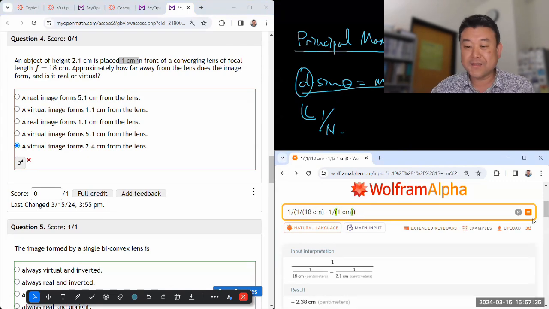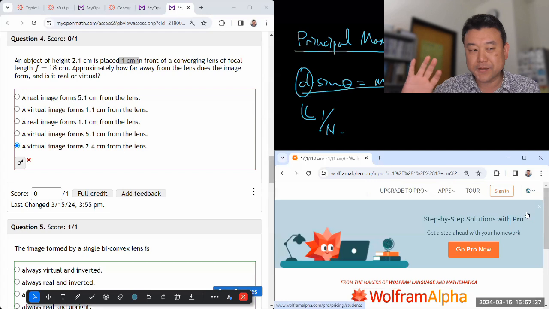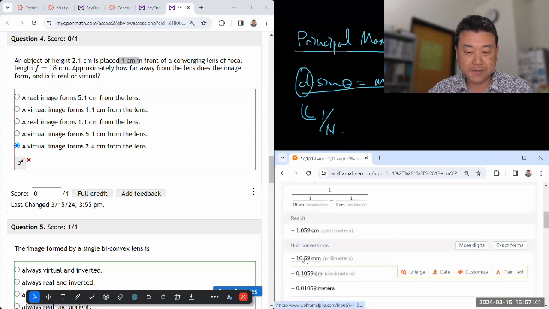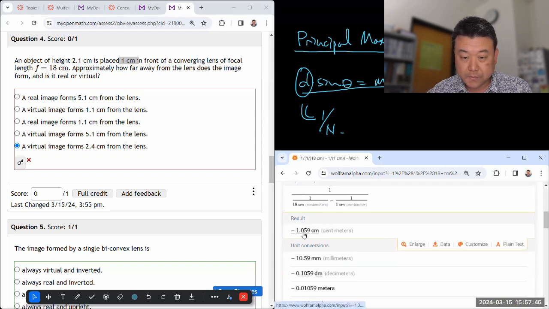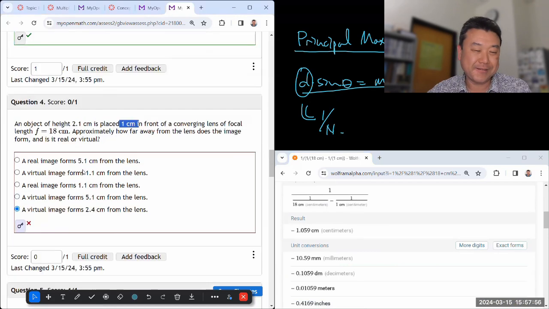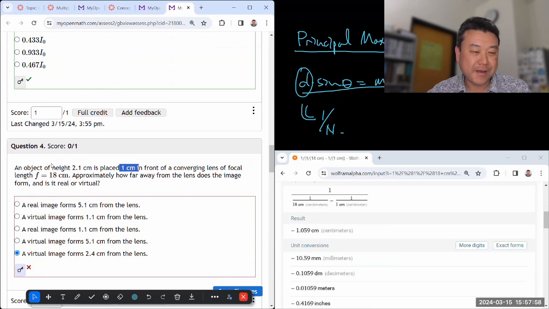Again, as I keep half jokingly saying, it will be embarrassing, and it was embarrassing. The correct distance would be 1.1 centimeters, so this would be the correct answer: a virtual image forms 1.1 centimeters from the lens. Yeah, so I missed one. In my hurry, I misread a number, and that's actually why that number is there, to catch people like that.